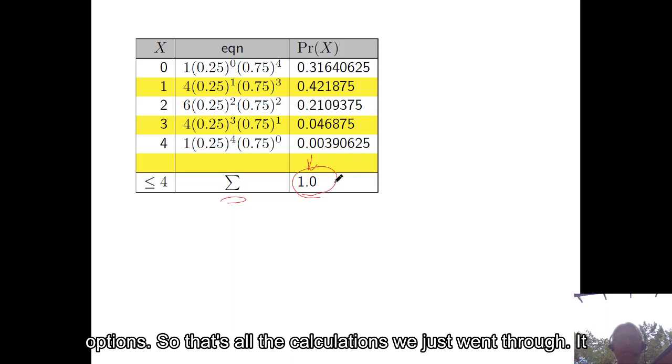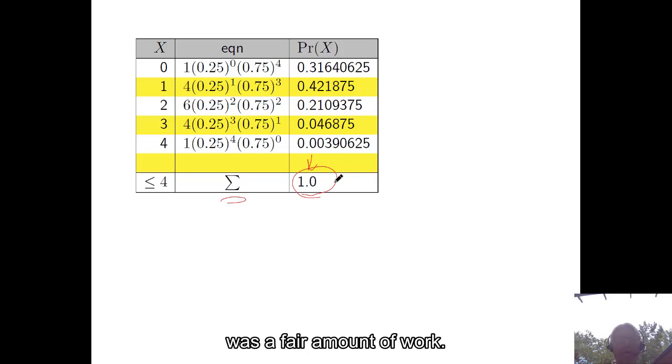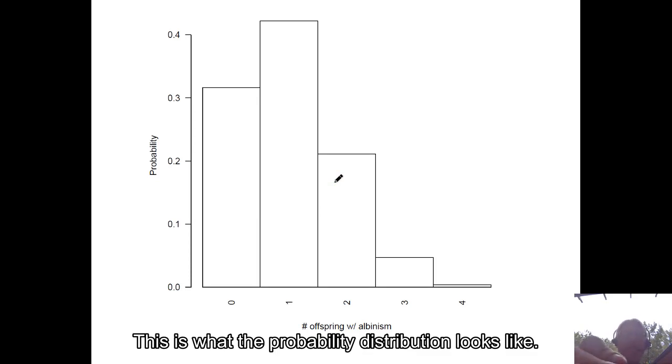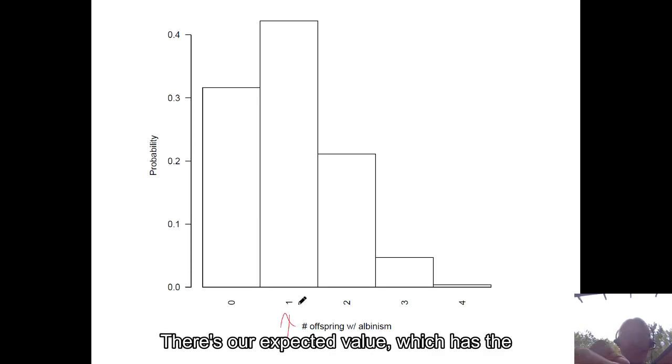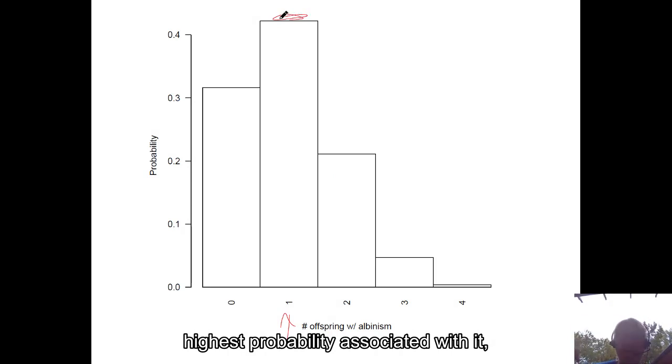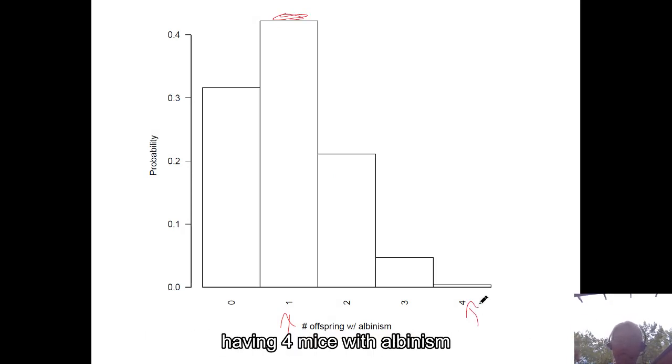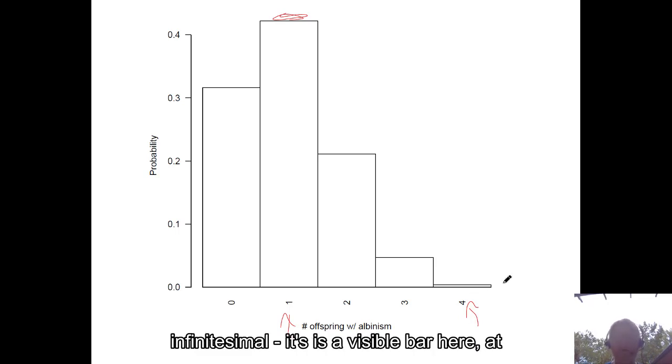So that's all the calculations we just went through. It was a fair amount of work. And this is what the probability distribution looks like. There's our expected value, which has the highest probability associated with it, but all the others have some probability. And even having 4 mice with albinism, it's not infinitesimal. It's a visible bar here at least.